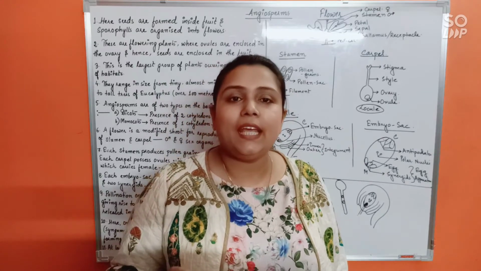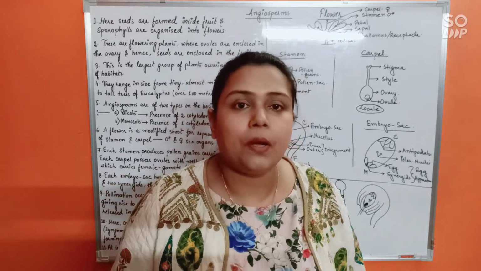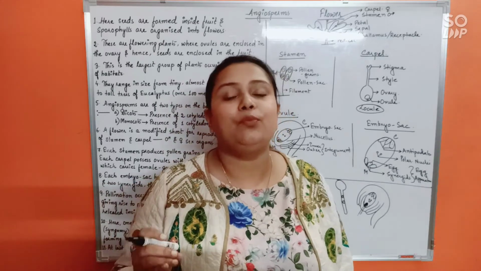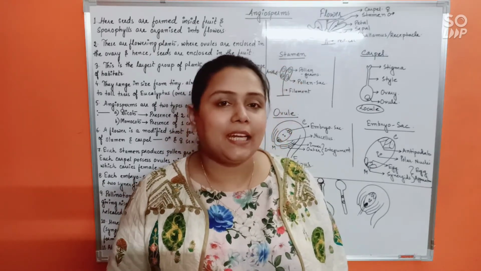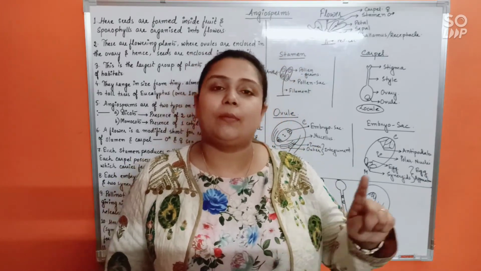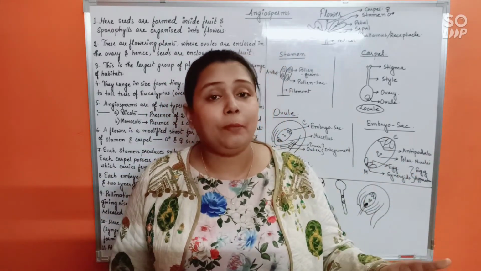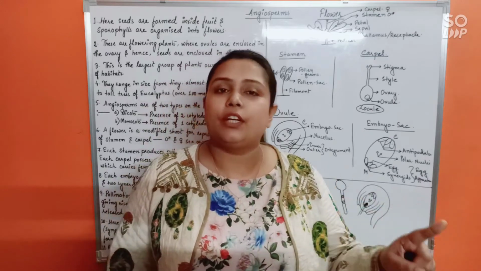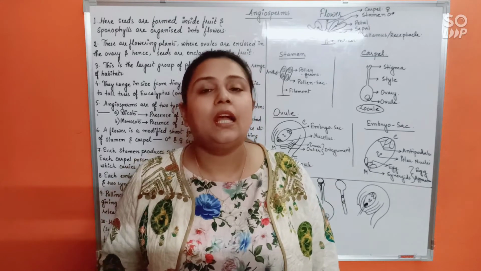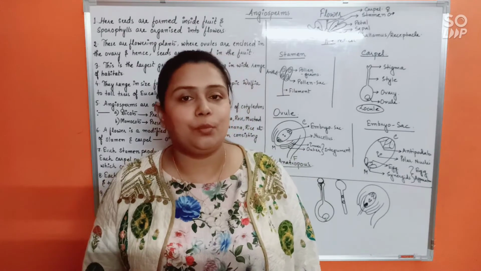So finally, the zygote will develop into an embryo, PEN will develop into a triploid endosperm, the ovule will convert into a seed, and the ovary will convert into a fruit. Is that clear? Fine. So what's happening finally after fertilization? The zygote develops into an embryo. PEN develops into endosperm, which is triploid. The ovule will convert into a seed and the ovary will convert into a fruit. That's how in angiosperms the seed remains enclosed within a fruit, which is not present in gymnosperms.